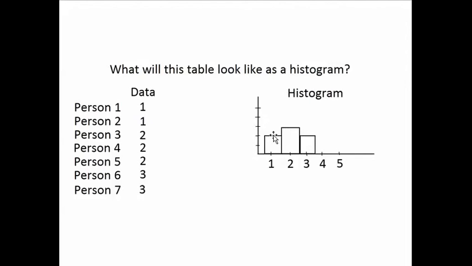So we can see that this value of 1 has a frequency of 2 because there's 2 1s in the data set, 1, 2. This value of 2 down here appeared 3 times because 1, 2, 3. So this answer of 2 has a frequency of 3. 3 appeared 2 times in the data set, so 3 has a frequency of 2.